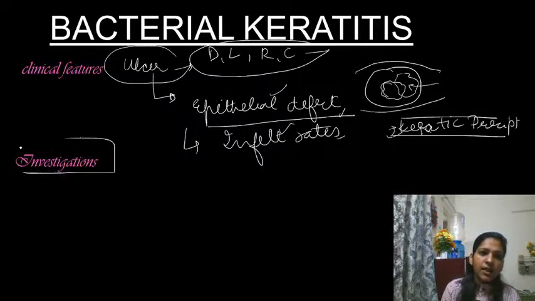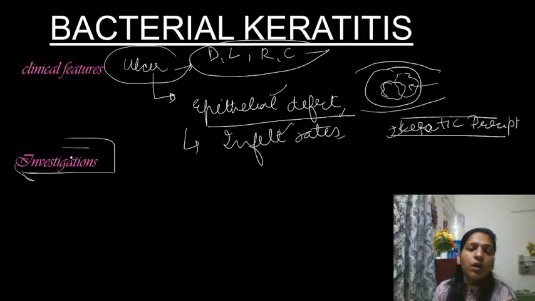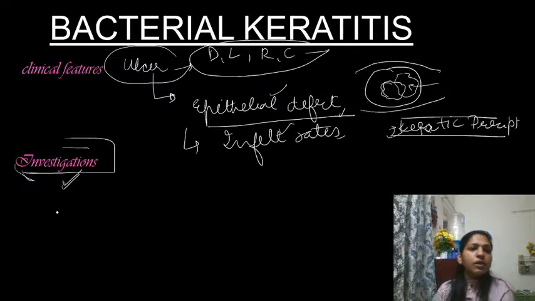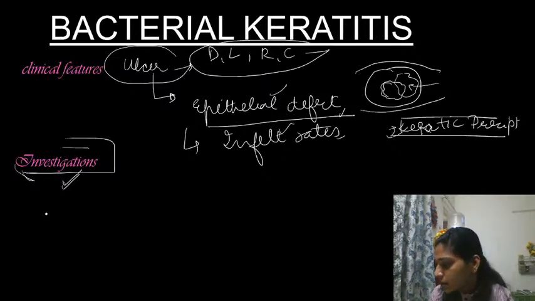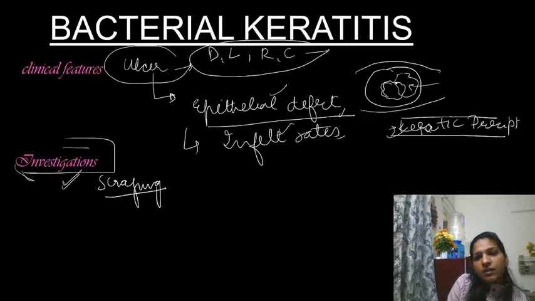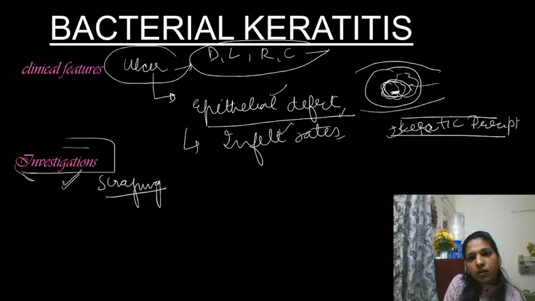Now investigations that can be done in a patient of corneal ulcer. What investigations do we do in a patient of bacterial keratitis? Come on, tell me fast. It is scraping. We'll take the needle, for example this is the ulcer, and we'll scrape the ulcer with a needle like this, okay, not too deep, otherwise it will perforate the cornea.